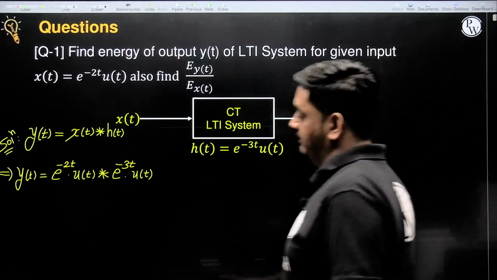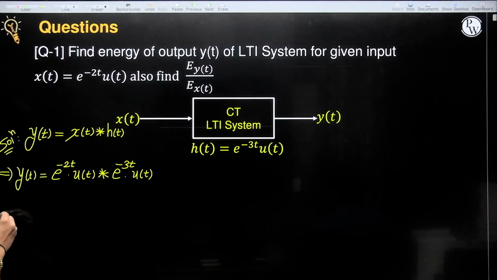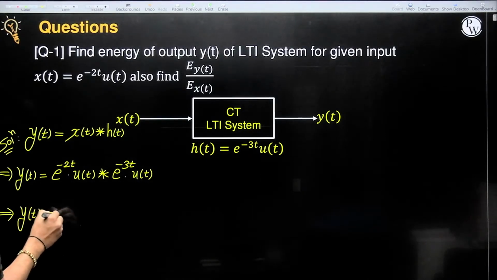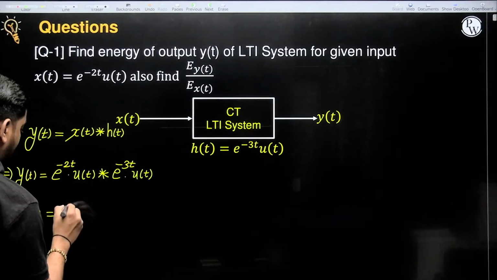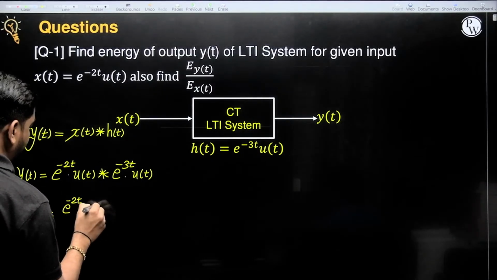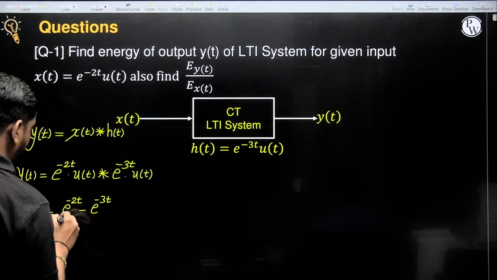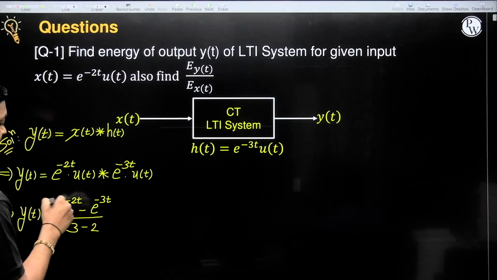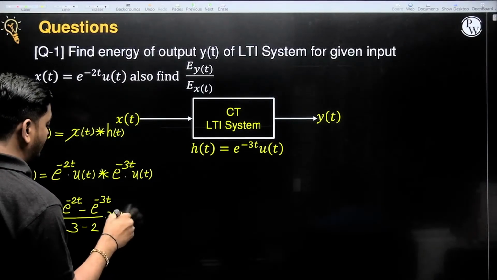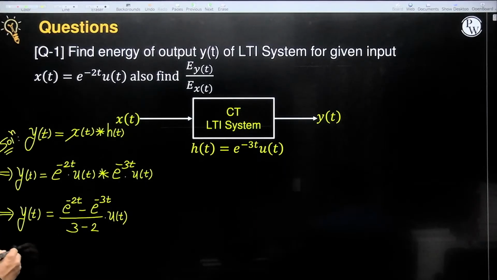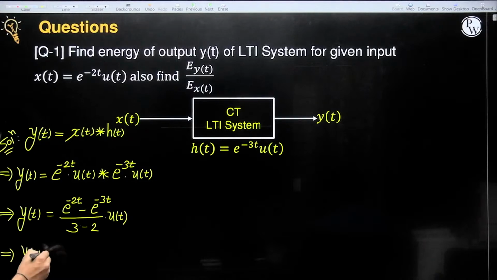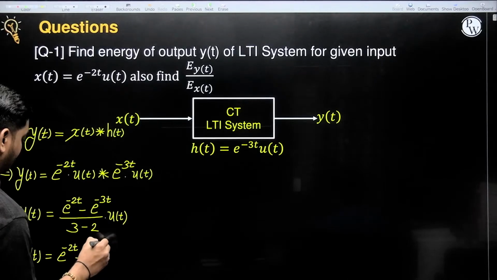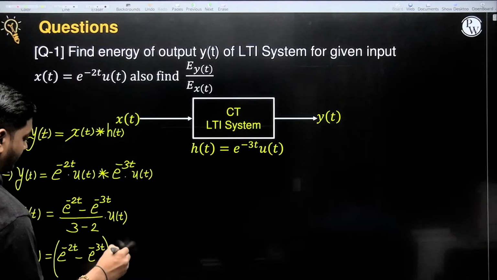So now solve this question and find the y of t. So the answer is e to the power minus 2t minus e to the power minus 3t upon b minus a. See, b is equal to 3 and a is equal to 2, guys. b minus a into u of t. So we got the output: y of t is equal to e to the power minus 2t minus e to the power minus 3t, u of t.